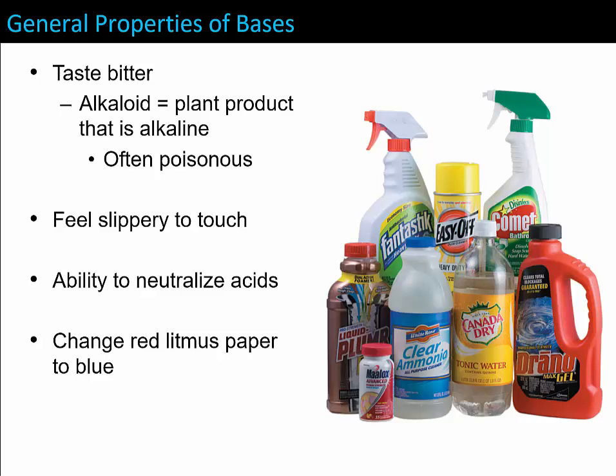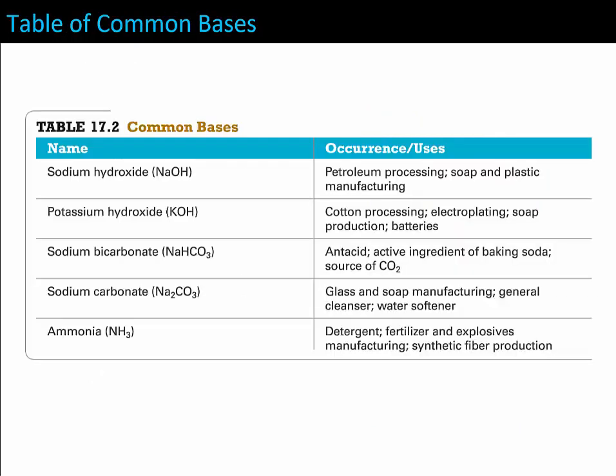One being you're going to start to form soap with the oils on your hands and fingers, so they're going to start to form a little bit of soapiness. That's how you make soap, is you react fat with some hydroxide to saponify it. Saponify means to turn into a soap. They have the ability to neutralize acids, and they're going to change red litmus paper blue. So as much as I can, I am going to try to color code acids as red and bases as blue. Let's look at some of our common bases here.